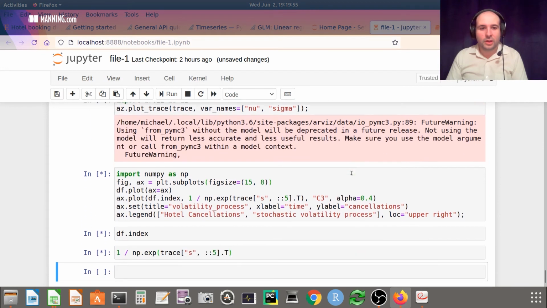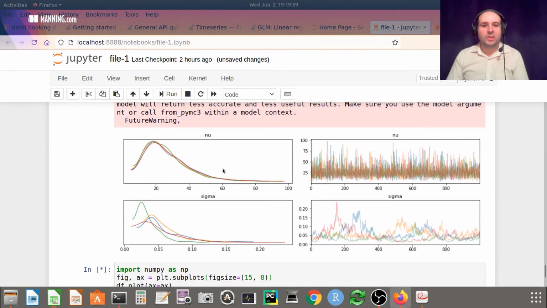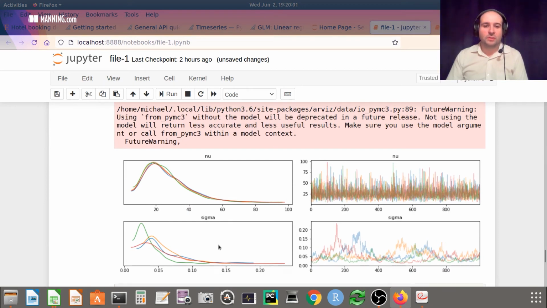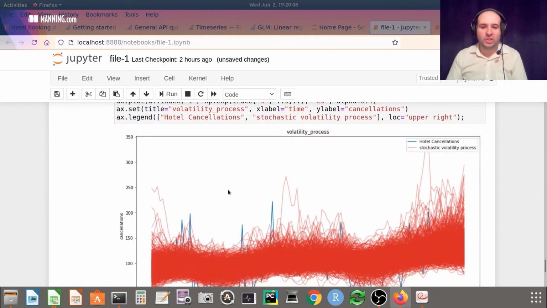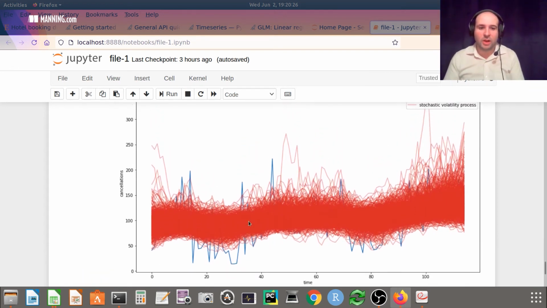Okay. Now, here is the mean and the standard deviation of the volatility that's generated. But what we're really interested in is looking at the stochastic volatility process here. We can see that the blue line is the number of hotel cancellations, but then these red lines are a series of potential cancellation paths based on the properties of the time series.